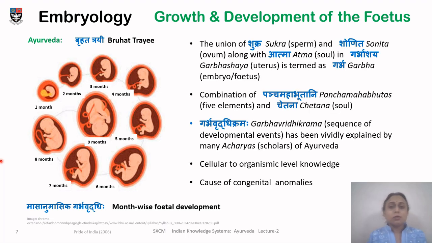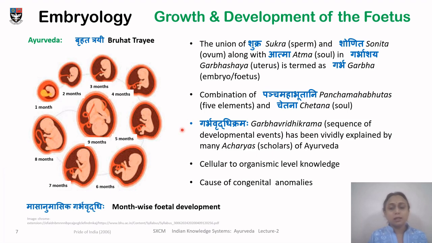These texts talk about the union of the shukra or the sperm with the shonita or the ovum, along with the atma in the garbhashaya, which is another term for the uterus. And the result of this union is termed as the garbha or the embryo or the fetus. This embryo is formed from the Pancha Mahabhutas according to the principles of Ayurveda, and the addition of Chetana or the soul to it gives life to this fetus.